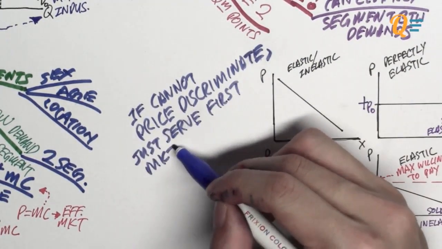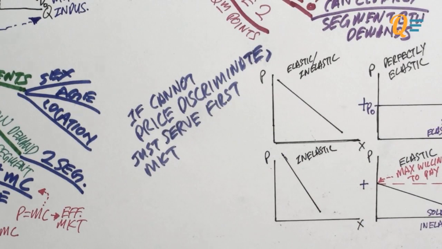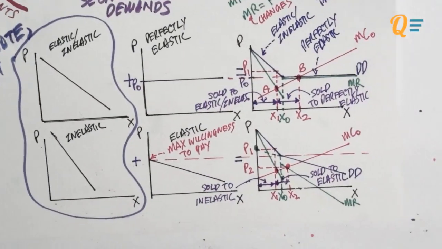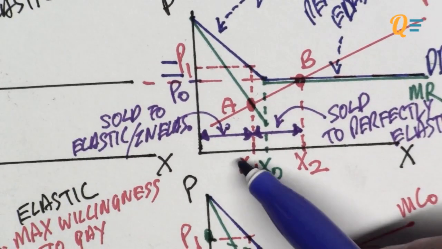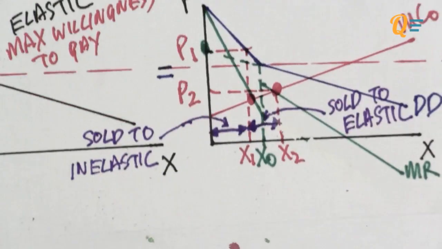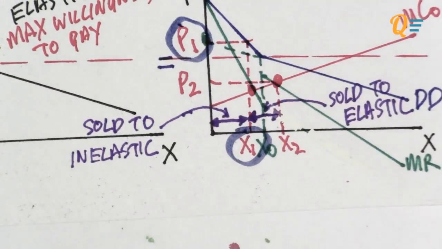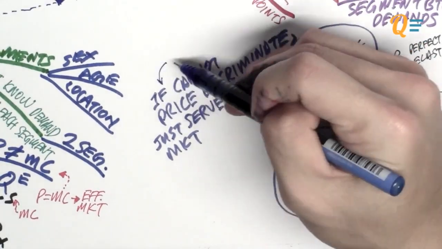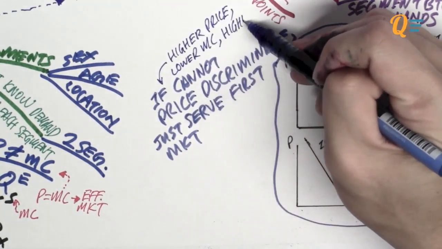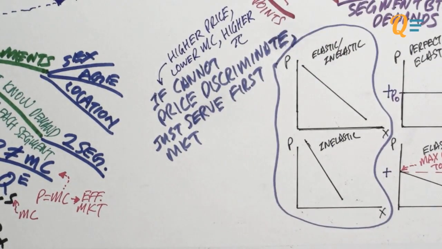And we've just established that it's usually the inelastic market, which is the first market segment that we see over here. And that means in the first case, the monopolist will produce up to X1 and sell it to the first market at the price of P1. And the same thing for the second market, they're going to be producing the amount of X1 and selling it at P1. And just a quick recap to the reason why: there is going to be a higher price and a lower MC, therefore there's going to be higher profits for the monopolist.